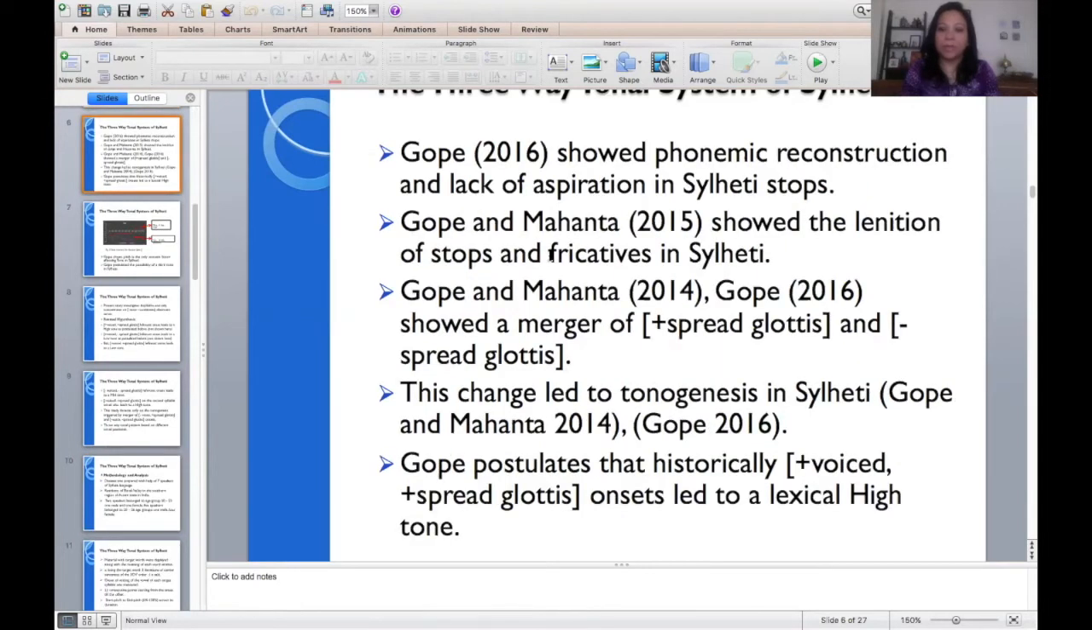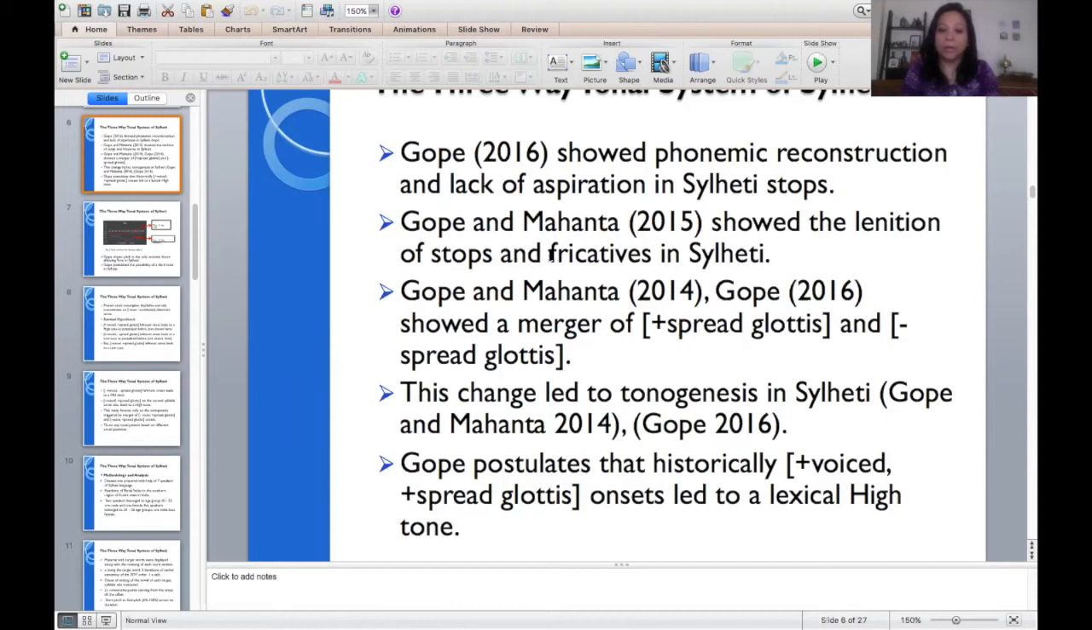Gope 2016 showed phonemic reconstruction and lack of aspiration in Sylheti stops. Mahanta and Gope also showed delineation of stops and fricatives in Sylheti. Gope and Mahanta 2014, Gope 2016 showed a merger of plus spread glottis and minus spread glottis, which means this feature of spread glottis aspiration is completely lost in the language. Therefore, it has been argued in previous work that this phonemic reconstruction, loss of spread glottis aspiration, also to a certain extent cluster simplification, has led to tonogenesis in Sylheti.